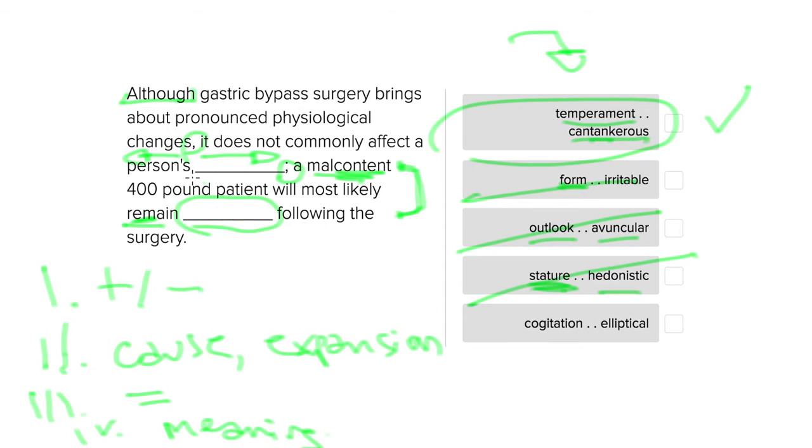Cogitation here makes some sense too, in that you're going to be pondering about whatever you're pondering, despite the fact that your body's changing. You're going to have a rich inner life. But elliptical doesn't make sense, in that elliptical means that either you have an ellipsis, so you're taking a break for a little bit, or it's of or relating to an ellipsis. So that has little to do with being malcontent.